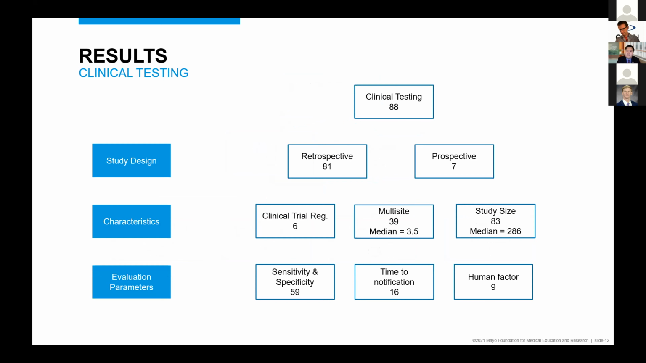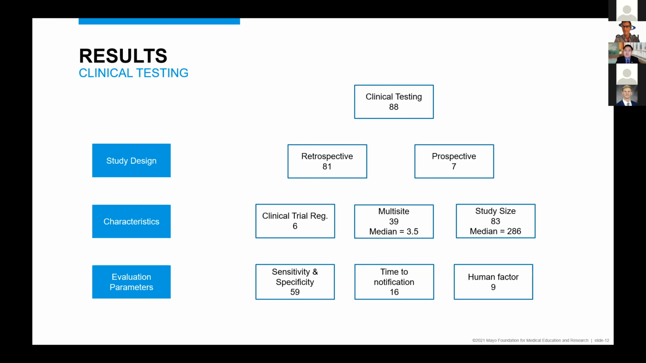So in terms of clinical testing, the vast majority that had clinical testing, so that's 92%, were retrospective. The other 7 were prospective. 6 devices had a known registered clinical trial number, and 39 devices indicated that they had used multiple sites to conduct their clinical analysis, with the median number of sites being 3.5. And then 83 devices reported their study size in their summaries, with the median being 286. This 286 was either subjects, so people, or 286 physical MRI scans or CT scans.